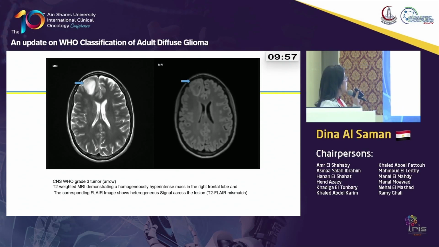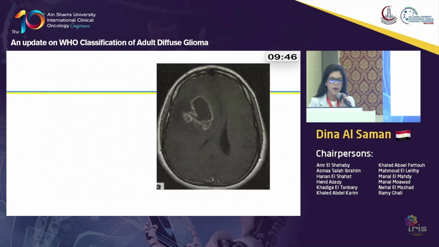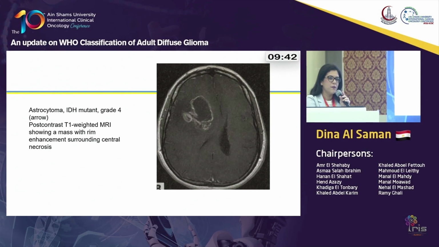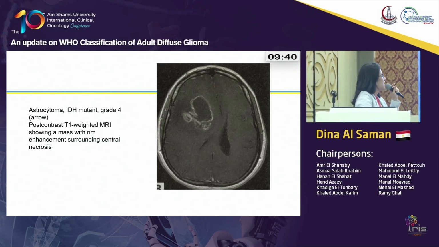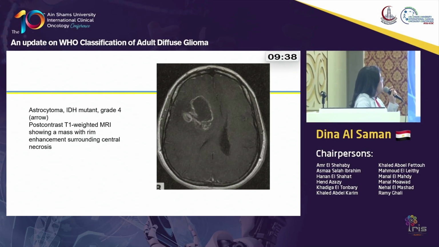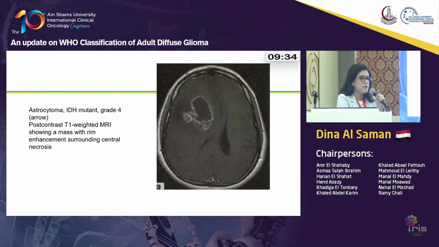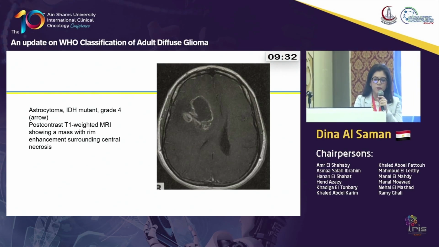Another cross-sectional MRI image showing a hyperintense mass in the right frontal lobe, and the corresponding FLAIR image shows heterogeneous signal across the lesion, a T2-FLAIR mismatch. Okay, the last one is for a grade 4. By the way, the first one was for grade 2. The second two were for grade 3 IDH-mutant astrocytoma. And the last one is for a case that was diagnosed later as a grade 4 IDH-mutant, okay?